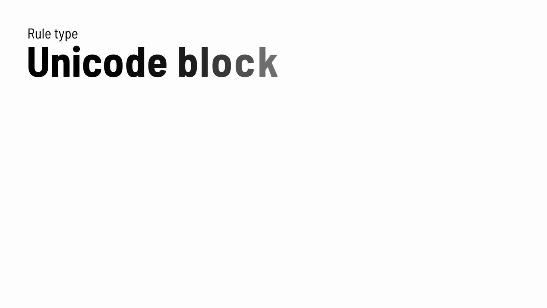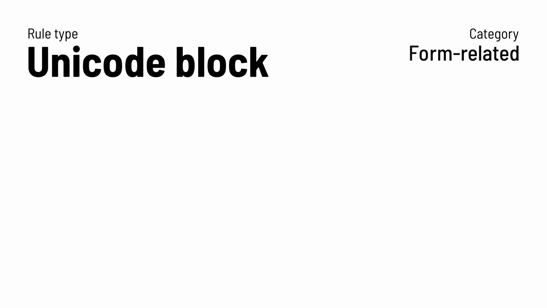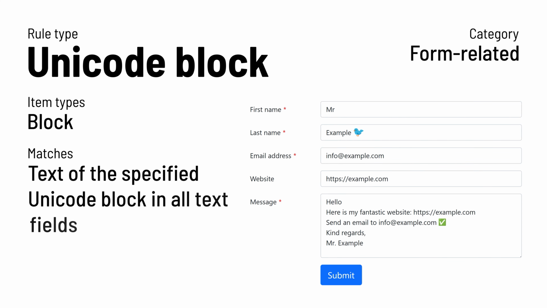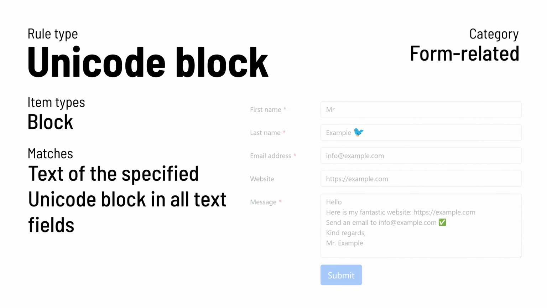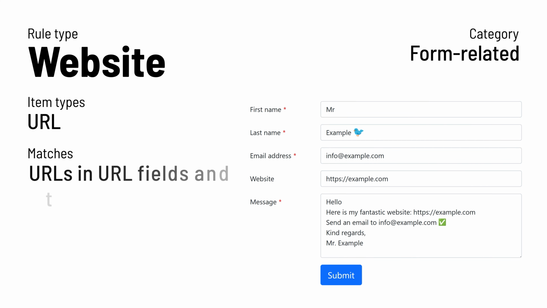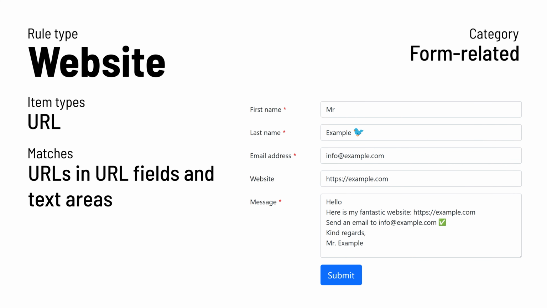With the rule type Unicode block, you can specify blocks of the Unicode character set you do not want to receive. For example, you can specify that emojis are not allowed. If you want to find websites in the form data, you can use the rule type website. This rule type will search for websites in form of URLs in the URL fields and text areas.